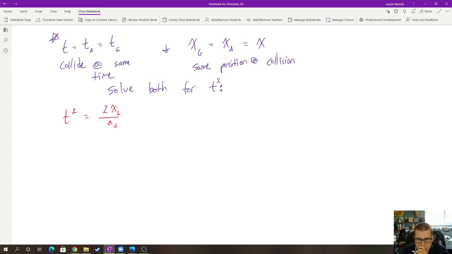You know what? I see how I did it last night. I think I can actually do it easier this way. Let's not solve both for t squared. Let's solve just the one on the left for t squared. And then what we'll do is we'll do a substitution. So let's solve this one for t squared, and we're going to do a substitution.